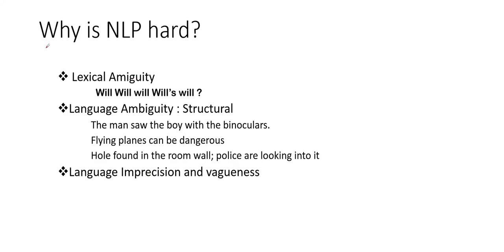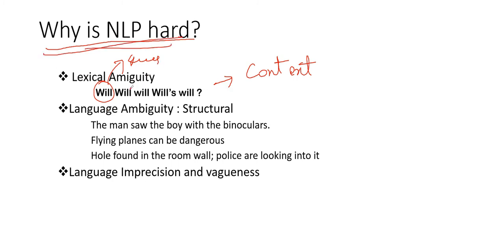Now, why is NLP so hard? Because there exists a lot of ambiguities. We see lexical ambiguity: the same word appears different according to the context. Now the key here is the context. Why is NLP so hard? Because of the presence of ambiguity. When we see a word, it may have different meanings according to the different context.